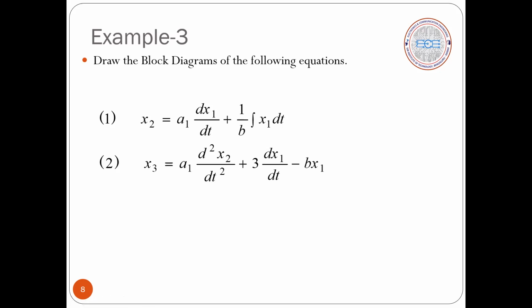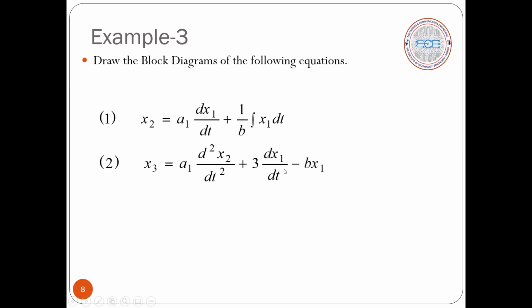Okay, so similarly for the next example, there are three terms you can see. Here I have plus, here I have minus, so that means you need a summer. You have to feed two signals, since x1 and x2 are the only two variables. So you have to take a line x1 and a line x2.